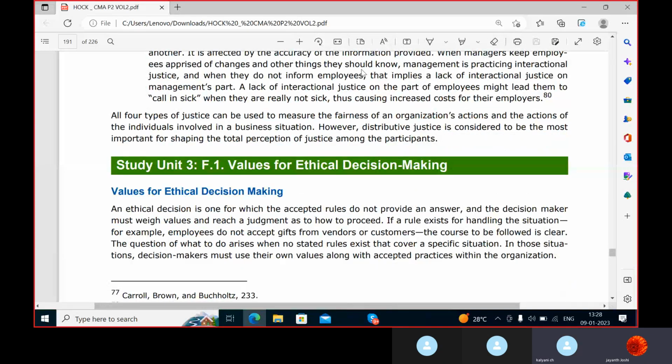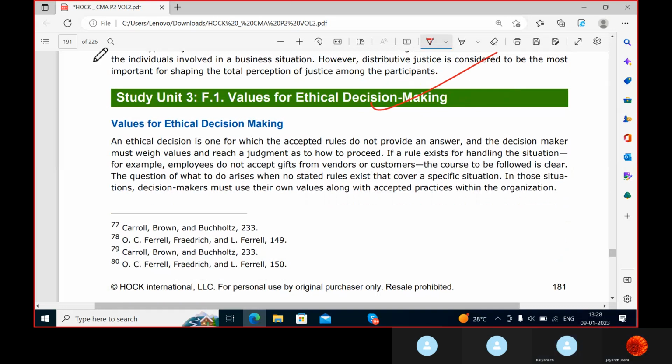Now the next topic is values for ethical decision making. So what is a value? Values are nothing but what you can give to the society, in the sense of how valuable a person can be to the society, with his deeds, with his attitude, with whatever he does, and how he can be someone who is very useful to the society.